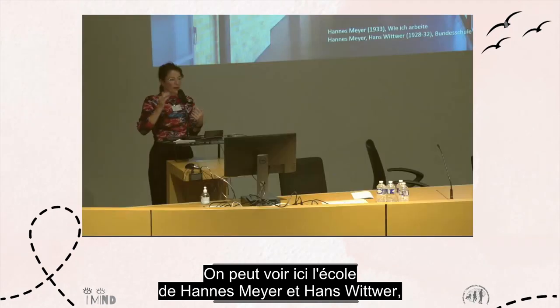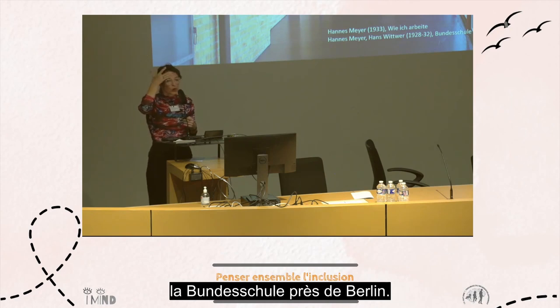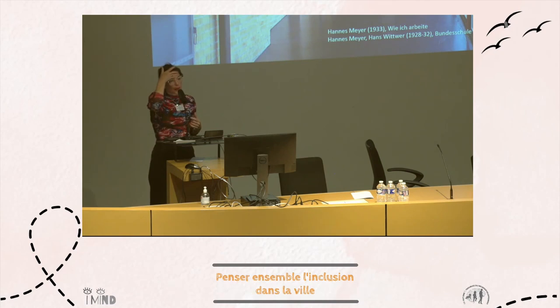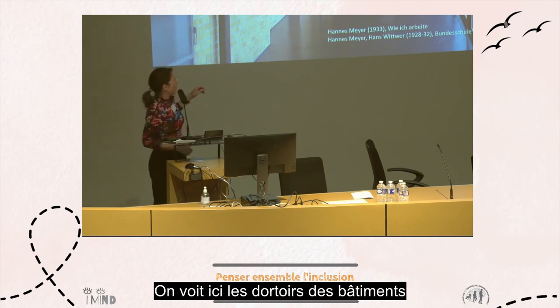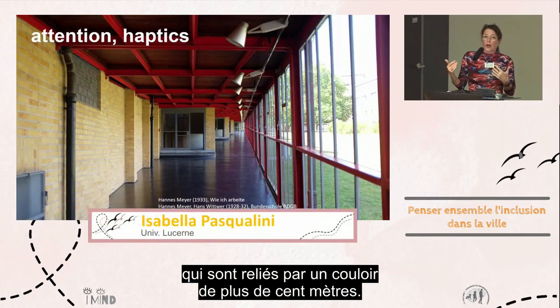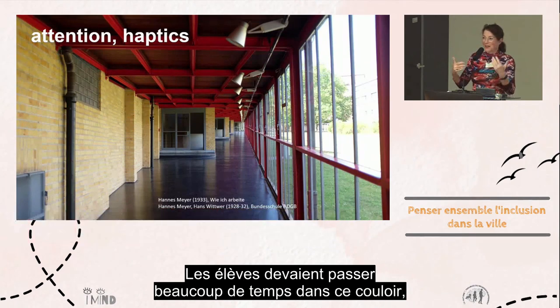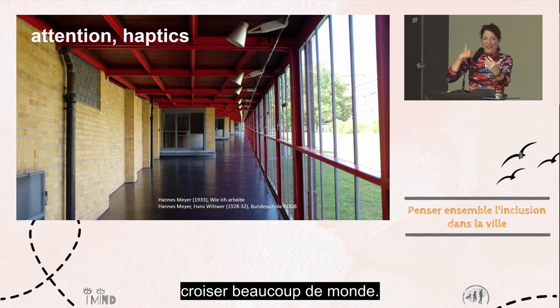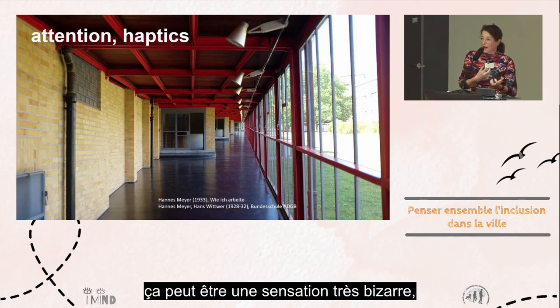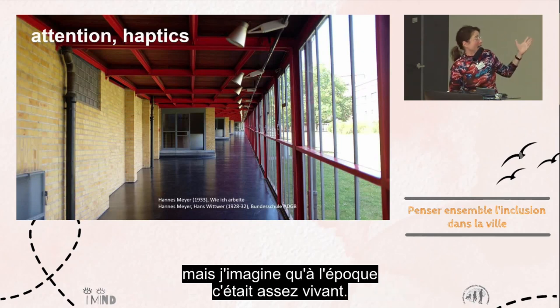And you see here the school by Hannes Meyer and Hans Wittwer, the Bundesschule close to Berlin. It was called the Kleine Bauhaus. What you see here are the dormitories, four buildings connected through a corridor which is more than 100 meters long. So you have a lot of time when you are in this corridor, a lot of time to meet. When there are few people in the building, it can be a very weird sensation, but I imagine that back at the time it was quite lively.